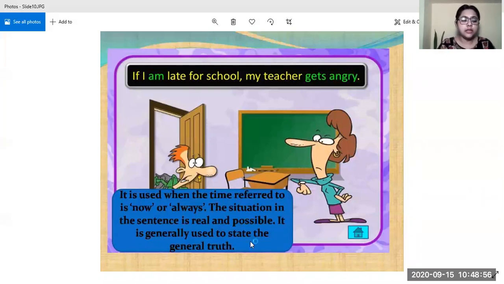That is, if I am late for school, my teacher gets angry. That is the natural reaction of the teacher when you arrive late to school, or when you oversleep. You are most likely to get late. Okay, so these are the very possible or most likely situations which are talked about in the zero conditional sentences.